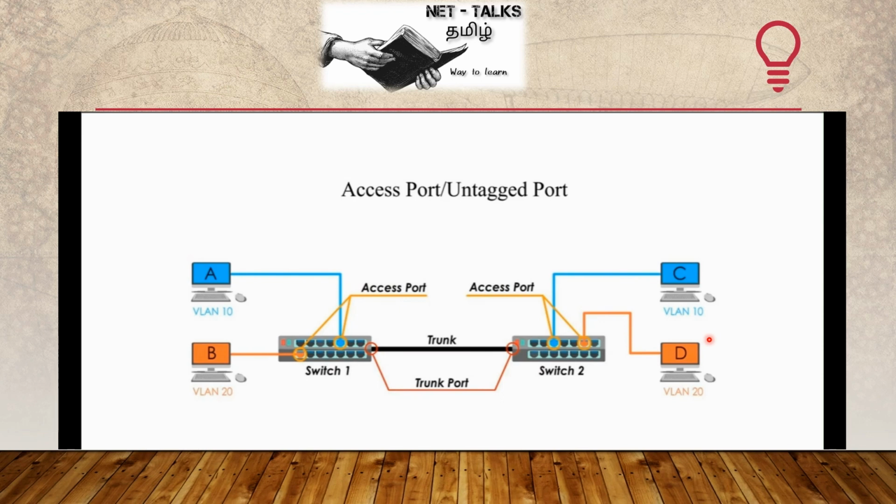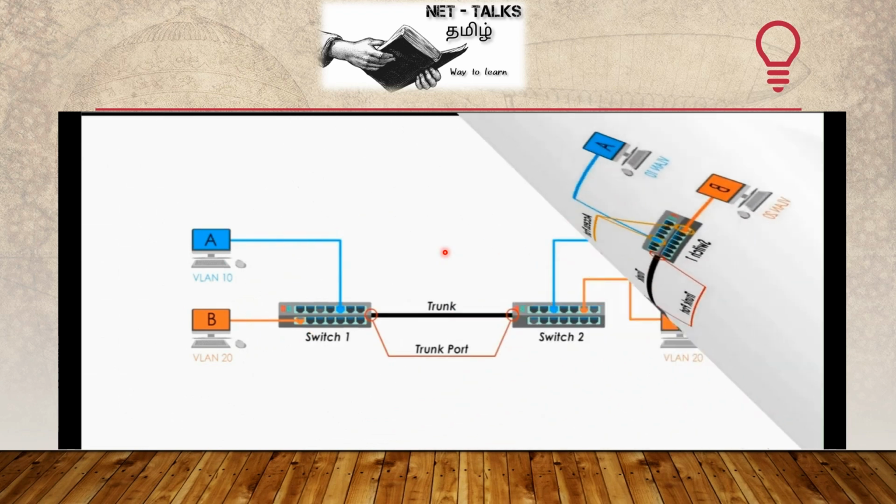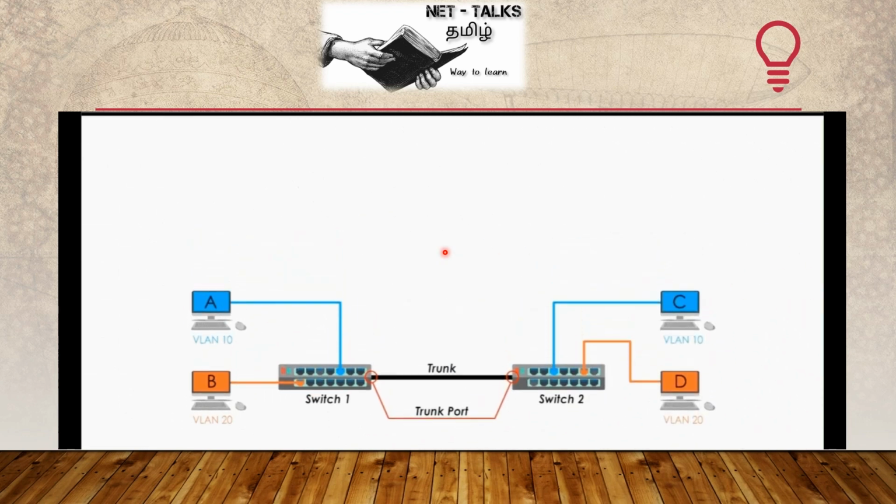If you configure an access port, only one VLAN's information will be passed. Multiple VLANs cannot be passed. If I assign VLAN 10 to an untagged port, then only VLAN 10 can communicate. If this untagged port is enabled with VLAN 20, only VLAN 20 can communicate. Whatever information VLAN 10 sends in the Ethernet header will be a plain Ethernet frame.